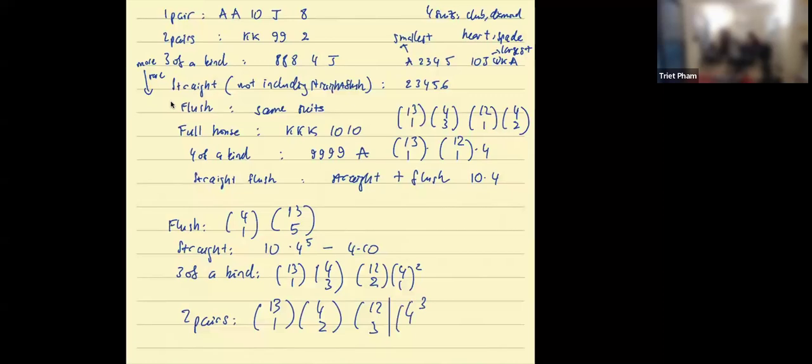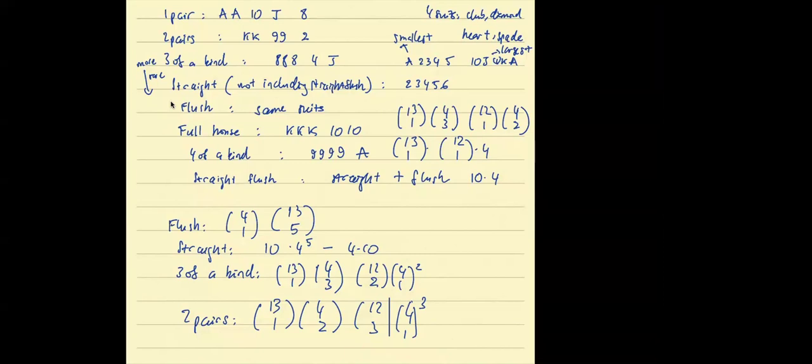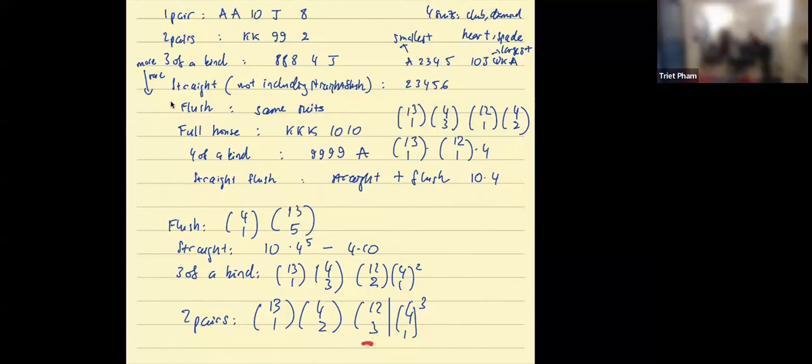Wait, I'm still not following because it seems like you're looking at one pair here, not two pairs. Why would this be two pairs? Because you're choosing one denomination for the pair, and then you're choosing two suits, and then the other three cards don't matter. So that's one pair, right?